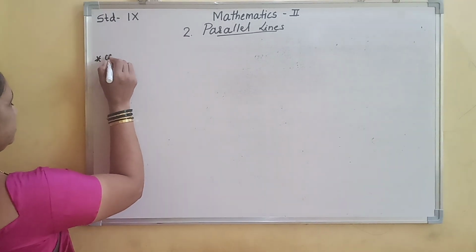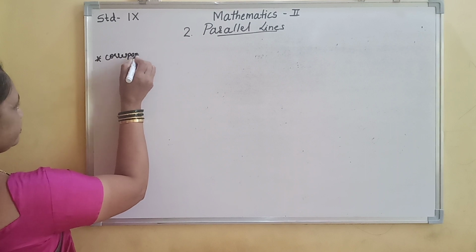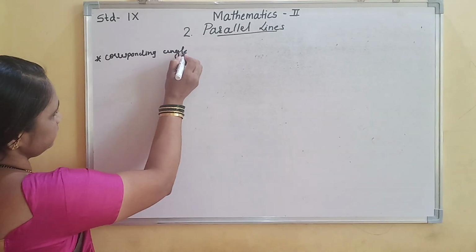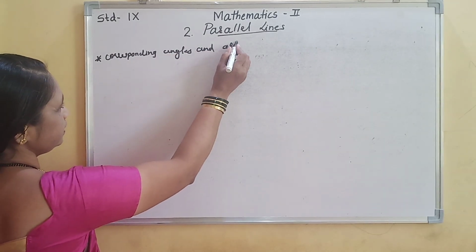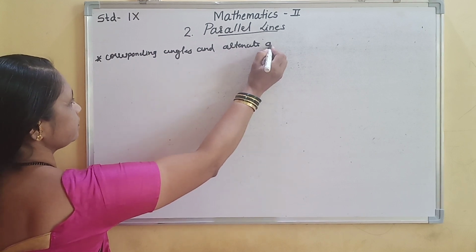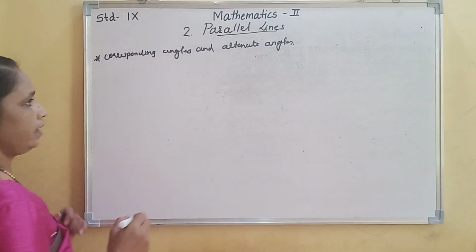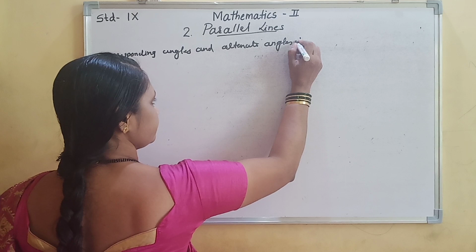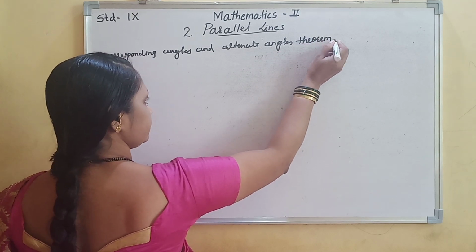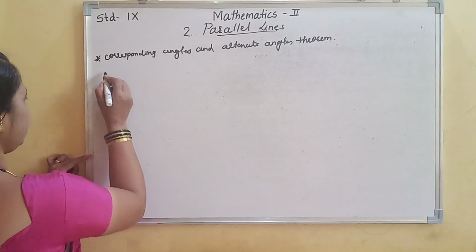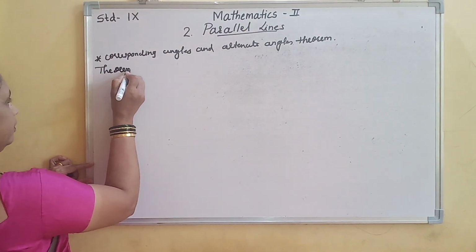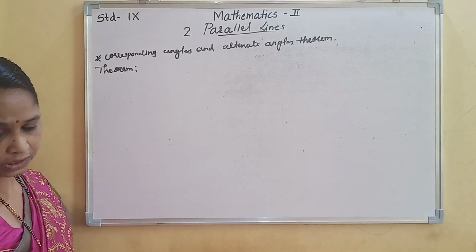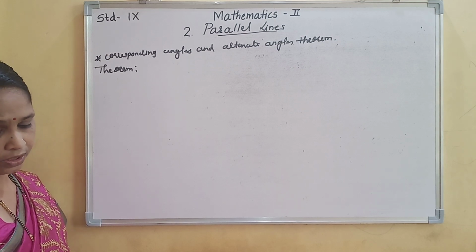Now next is corresponding angles and alternate angles theorem. Now, what is the first theorem? The first theorem is: the corresponding angles formed by a transversal of two parallel lines are of equal measure.